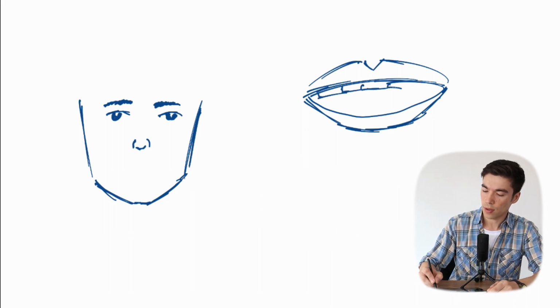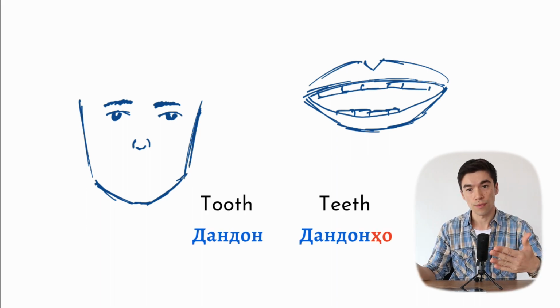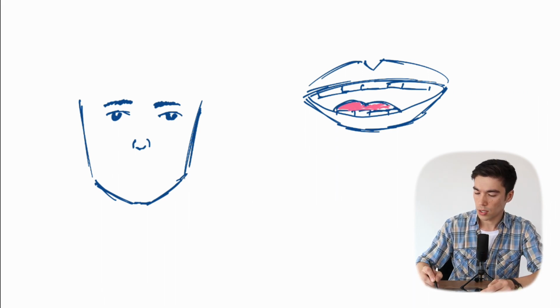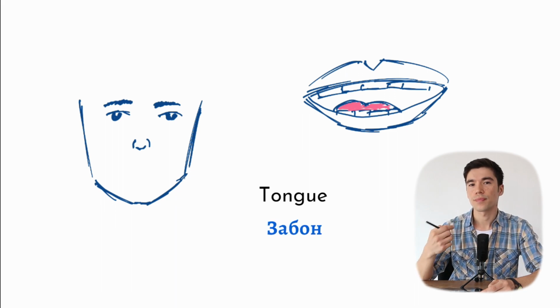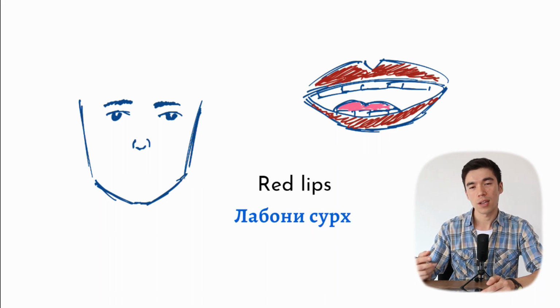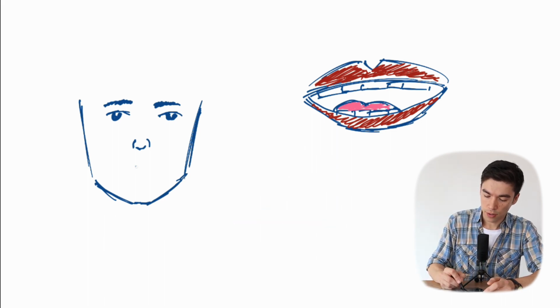Now let's draw the teeth. Oh, huge teeth. The teeth will be dandon ho, or one will be dandon. So dandon or dandon ho. And now let's draw the tongue here. The tongue is zabon, zabon. So this will be zabon. Alright, now we have red lips, which is laboni surkh. Laboni surkh.